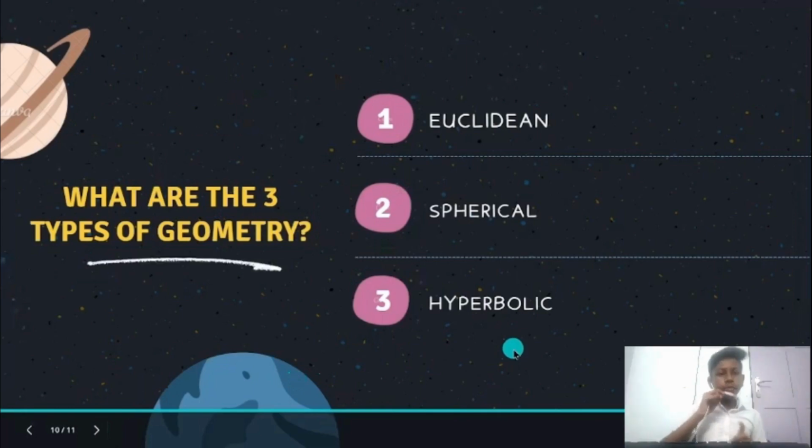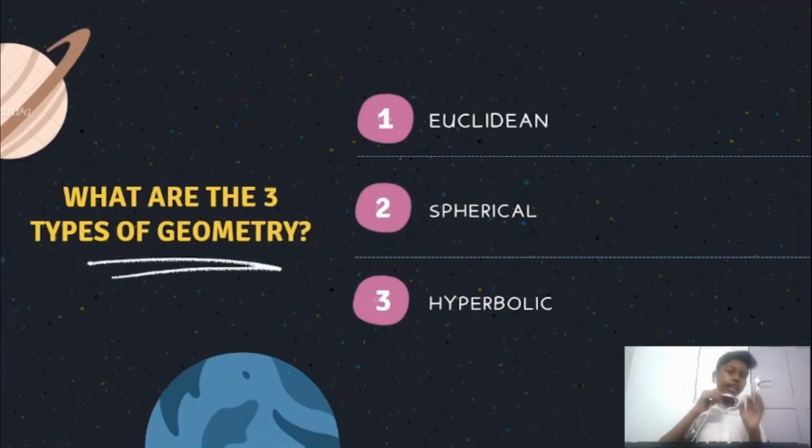What are the three types of geometry? There are three types of geometry: Euclidean, spherical, and hyperbolic.